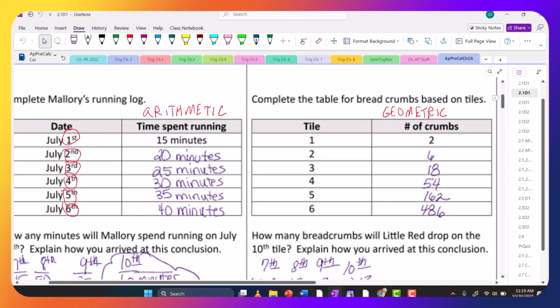The first one actually represents an arithmetic scenario, because it goes up by 5 each time. So you start the first day running 15 minutes, then you want to challenge yourself and add 5 minutes each day after that. So that's a +5 difference each term from one to the next. The next one, I believe, was breadcrumbs, and it looks like we're multiplying by 3, right? So after 18, it's 54, then 162, then 486.